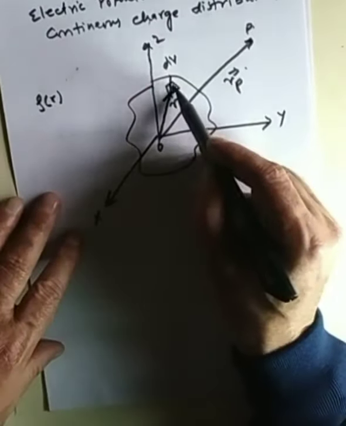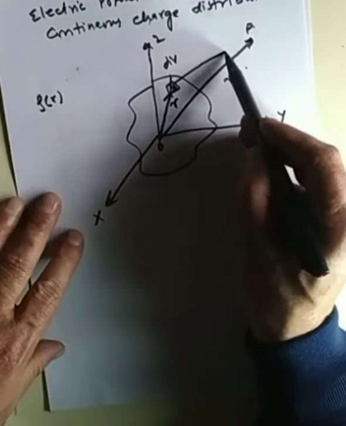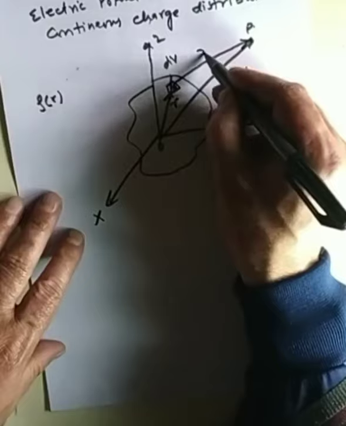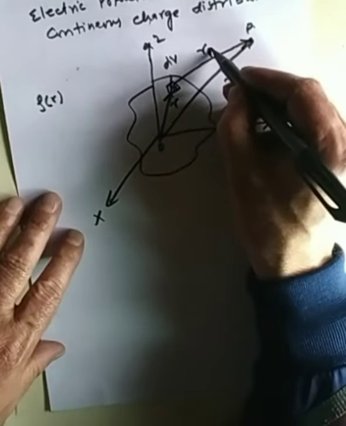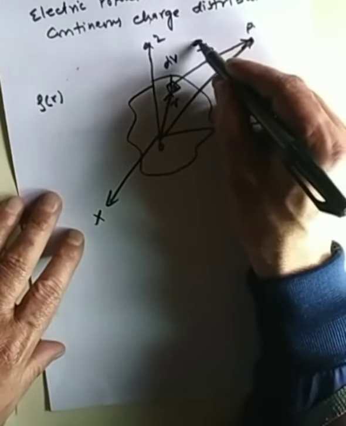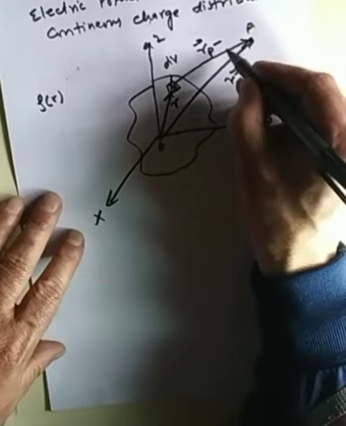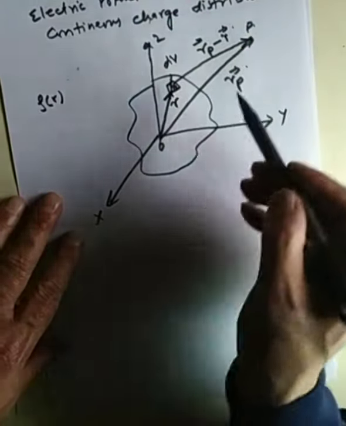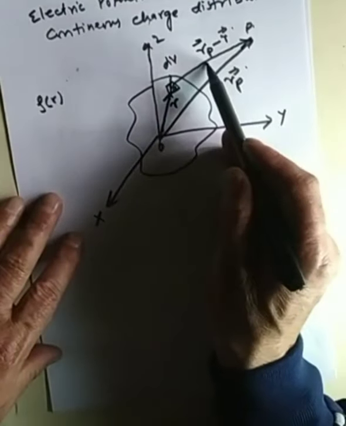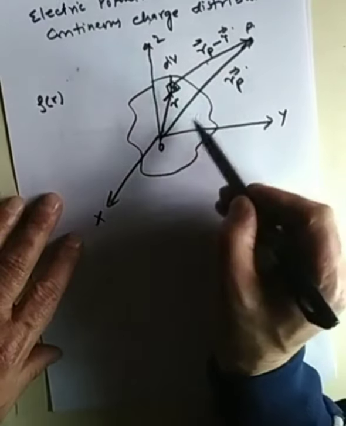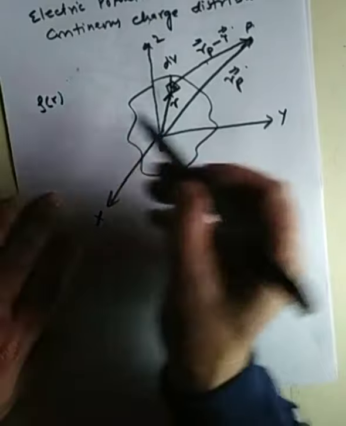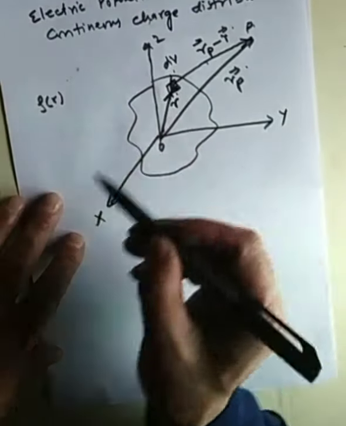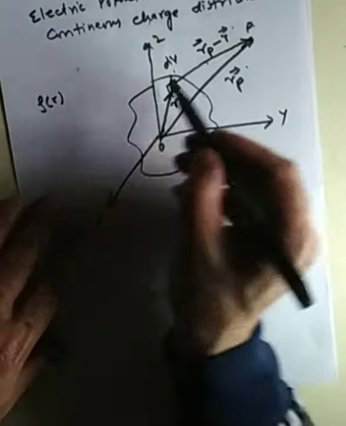So that this volume element has a distance of r_p minus r. Okay? Because we have applied the triangle law. This plus this is equal to this, so we will get this. Now, since this volume element dV has a charge, let us suppose it has a charge dq.